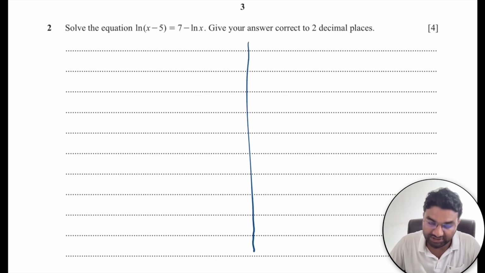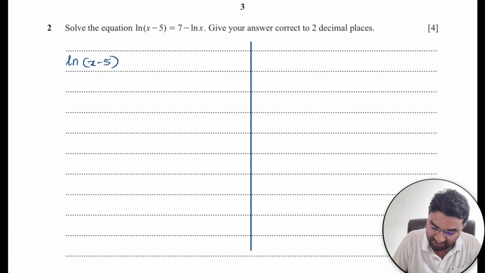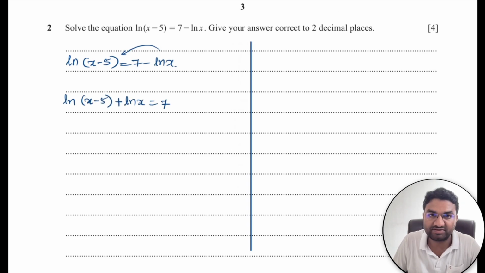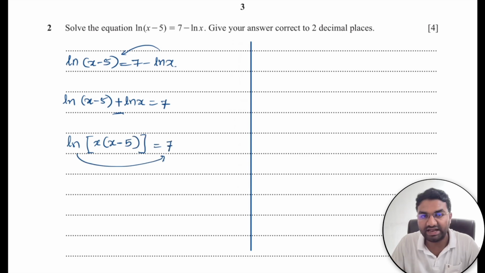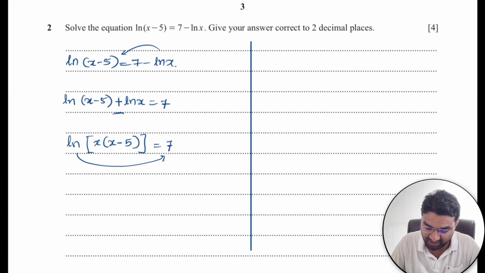Fine. So here question number 2, ln(x - 5) = 7 - ln x. Transfer ln x to the left. So ln(x - 5) + ln x = 7, right? Now here we have a plus in between, so it's a multiplication: ln of x times (x - 5) = 7. Now transfer ln to the right hand side. It will be an exponential function, isn't it? So x times x is x squared. Expand this bracket as well.